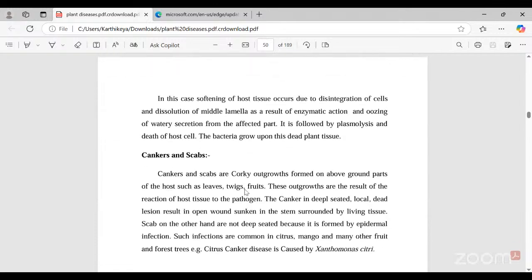In this case, softening of host tissue occurs due to the disintegration of cells and dissolution of the middle lamella as a result of enzymatic action, and oozing of watery secretions from the affected part. It is followed by plasmolysis and death of the host cell. The bacteria grow upon this dead plant tissue.